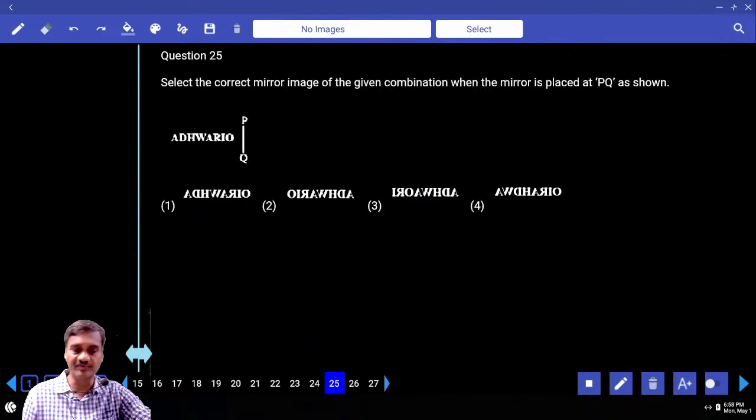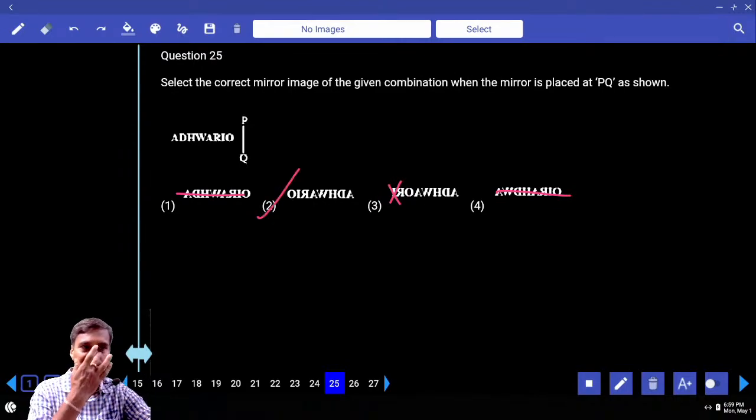And finally 25, we need to find the mirror image. A must be from the right hand side. This is ruled out, this is ruled out. A, D, H, W, A, O, R. A, D, H, W, A, R, I, O. Answer? Second option, because I is not there here. Choice 25 is choice 2.